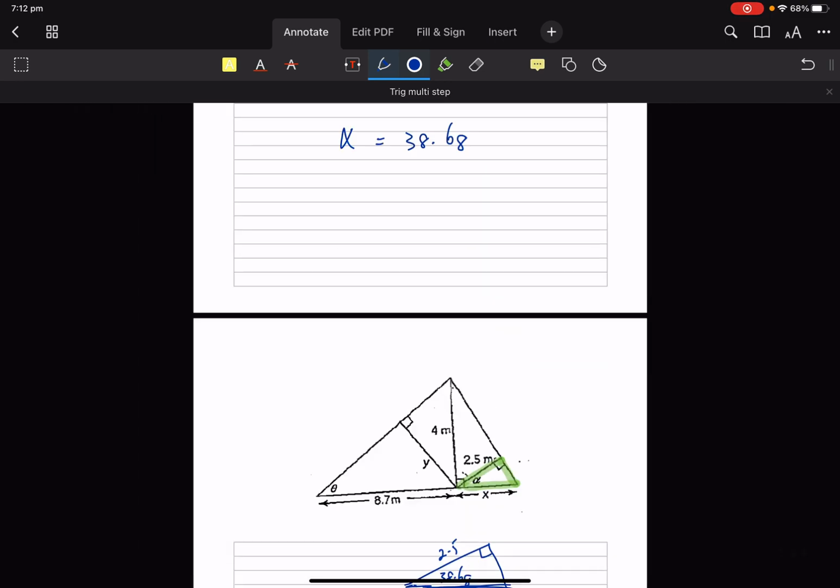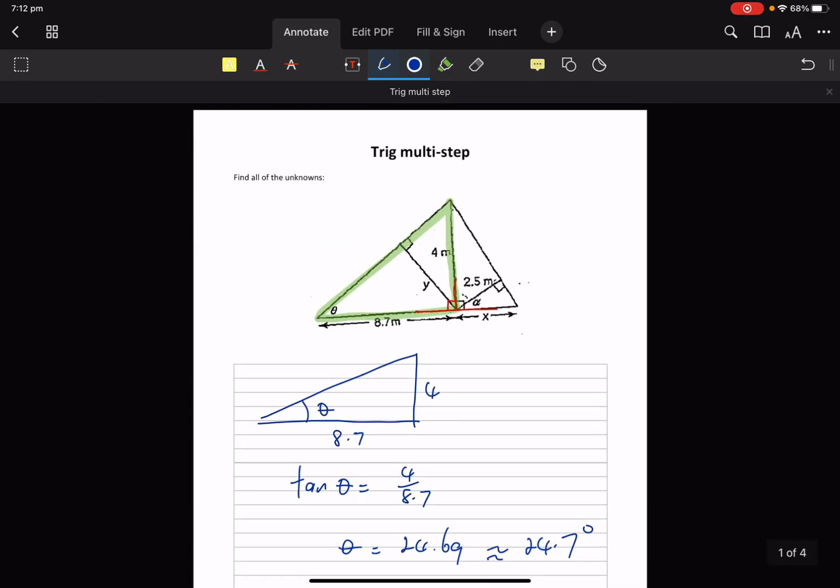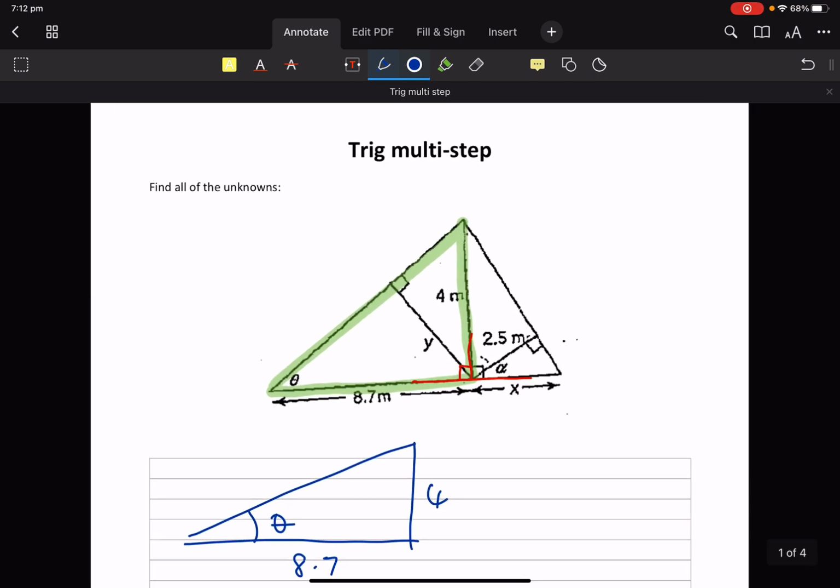So it's strategy more than anything if you can isolate those triangles and just look for triangles that you know two things in and work your way through it. Not too hard.